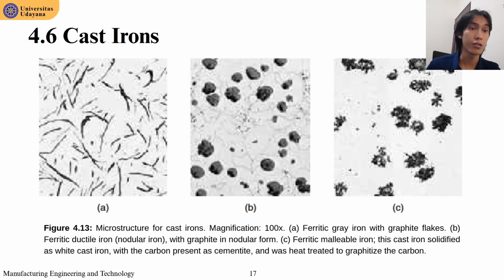Okay, this is the microstructure. You can see on Figure 4.13, we have 3 figures. The cast iron microstructure images show flake graphite in gray iron, nodular graphite in ductile iron, and rosette graphite in malleable iron.